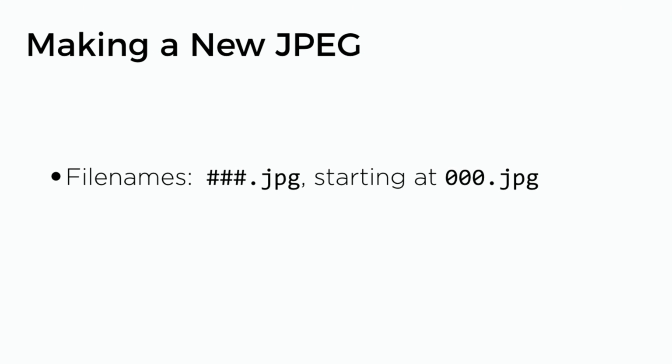So when you found the beginning of a new JPEG file, what you'll need to do is create a new file where you're going to write this data to. How do you make a new JPEG file? Well, each file should have a very particular file name, as three digits followed by .jpg, starting with 000.jpg in the order in which you find it. So you'll likely want to keep track of how many JPEGs you found so far so that you can write the correct file names in the correct order.